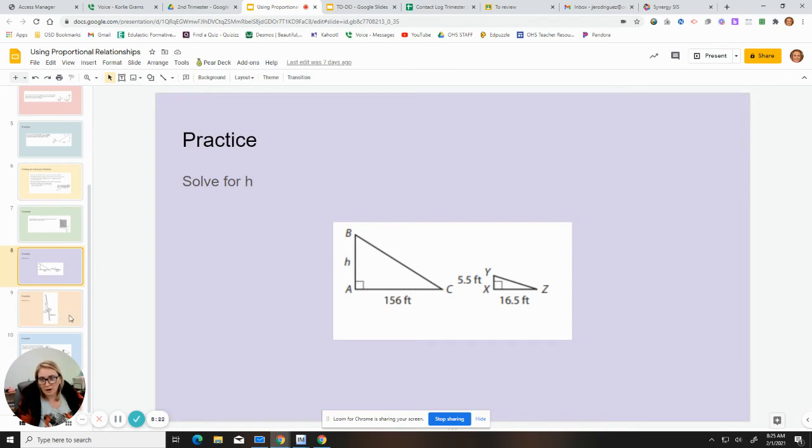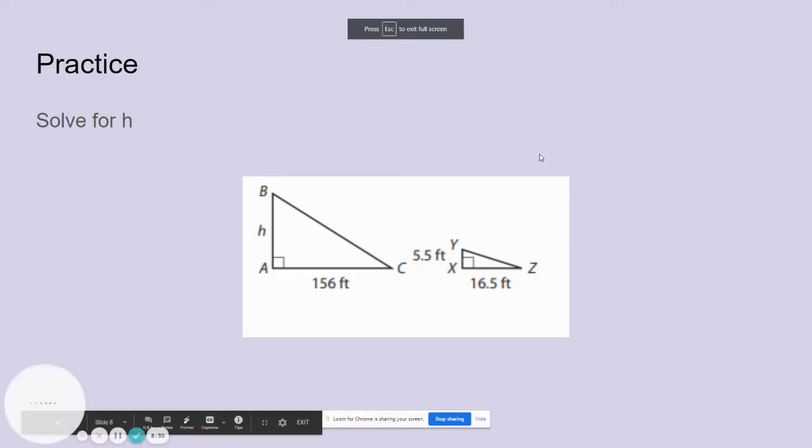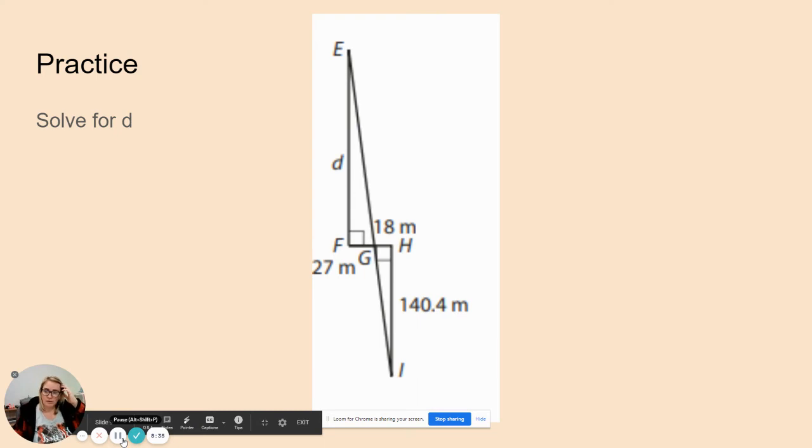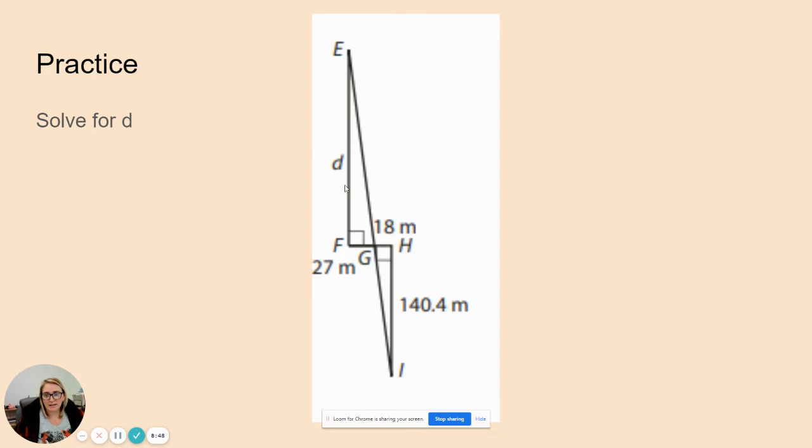I'm going to have you guys practice this on your own. We're going to do a few practices just to get some extra work before I turn you loose. So go ahead, set up your proportion and solve this. Let me make it a little bit bigger. Set up your proportion and solve. Okay, so let's try this one. See if you can figure out the sides that match up on each of the triangles. We have this triangle up here and this triangle right here. See if you can find this side right here.